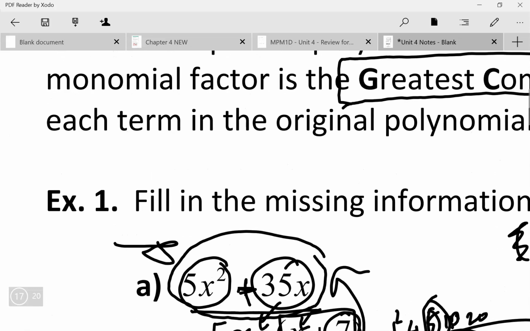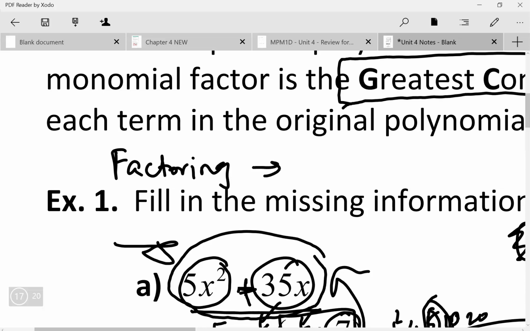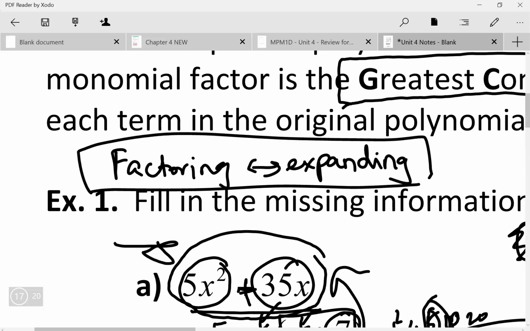We're going to learn two contrasting terms now. Factoring is basically the opposite of expanding. So it's important to understand exactly what a question is asking you to do. They're not interchangeable. Whoops, opposite.